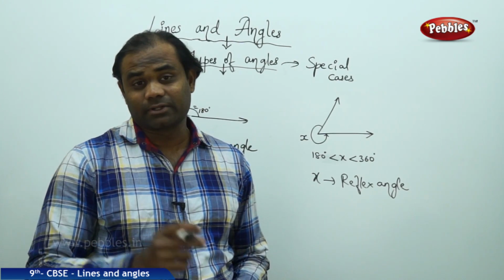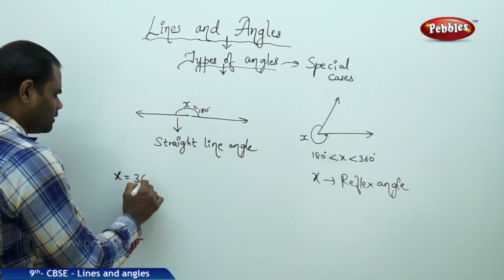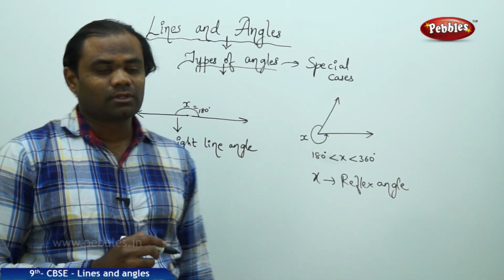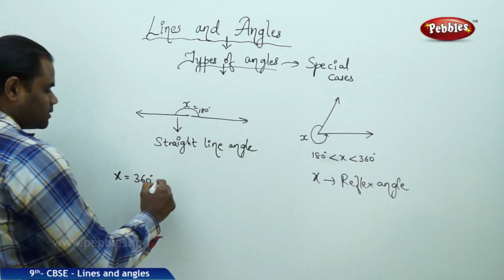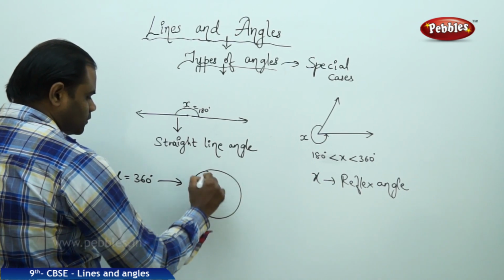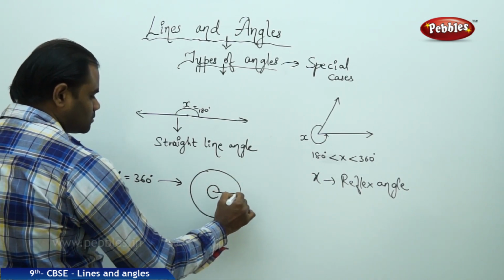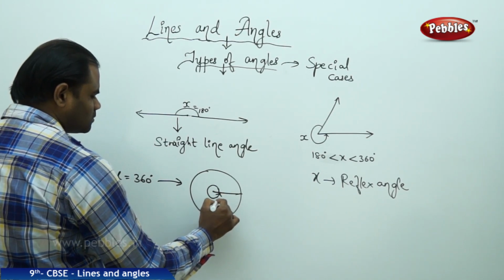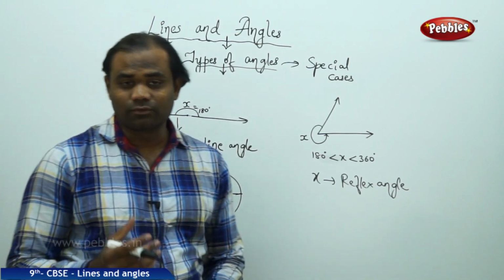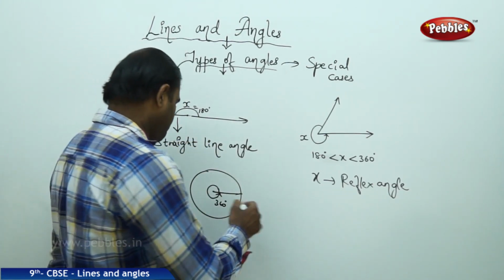What if the angle is 360? Let me end with the last angle, which is 360 degrees. If the angle is 360 degrees, then I have a full circle which is formed. And hence this angle, which is one full 360 degrees, is called one full circle angle.